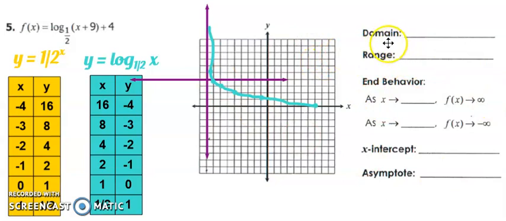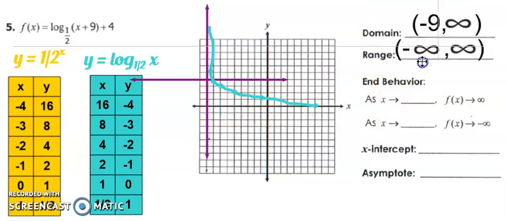The first characteristic we're looking at is the domain. Notice the graph starts over here at negative 9, because that's where we moved the y-axis, and then it continues to move to the right. So our domain for this one would be negative 9 to positive infinity. The range, or the y values, is still negative infinity to positive infinity, because this graph continues to go up, and it also continues to go down forever and ever.